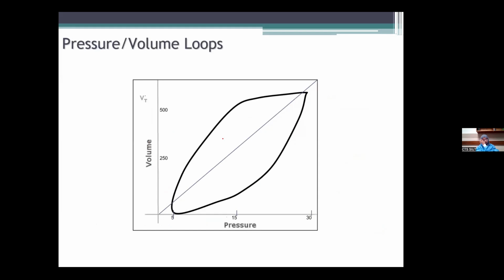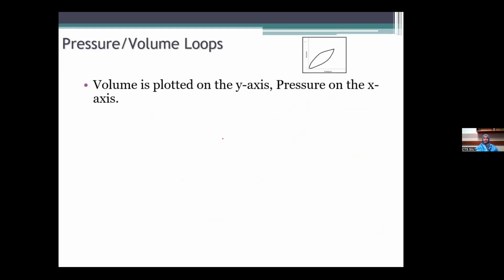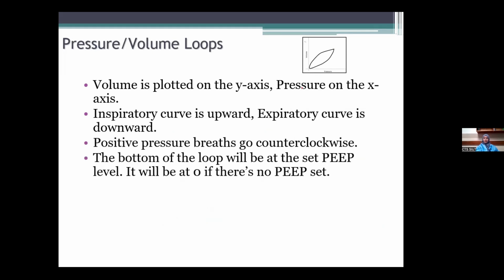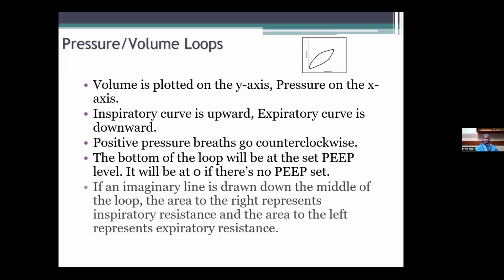Now we'll be discussing some of the loops. For example, the pressure volume loop. Volume would be on the y-axis, pressure would be on the x-axis, the inspiratory curve would be upwards, something like this, and the expiratory curve would be downwards. Positive pressure would always go counterclockwise. The bottom of the loop would be at the set PEEP. It will be at zero if no PEEP is set.